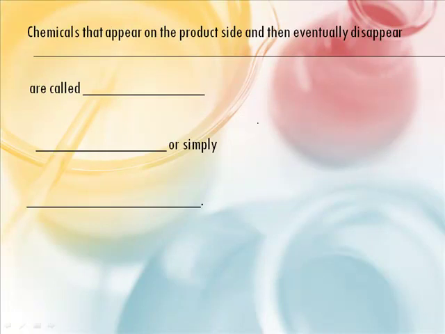Okay? Now, we've got a couple of definitions we want to talk about. Chemicals that appear on the product side and then eventually disappear are called intermediates. Reaction intermediates.